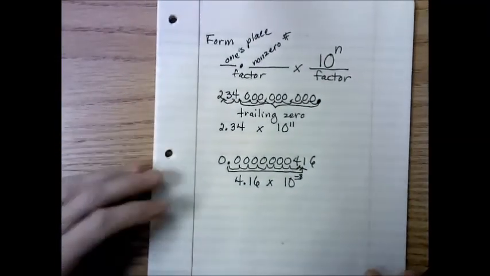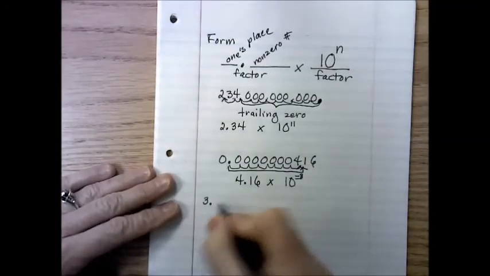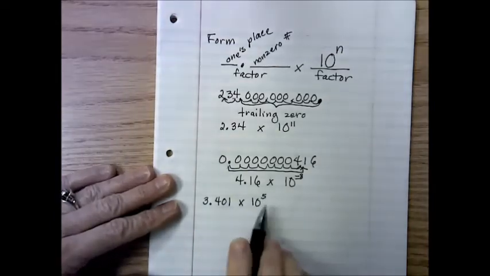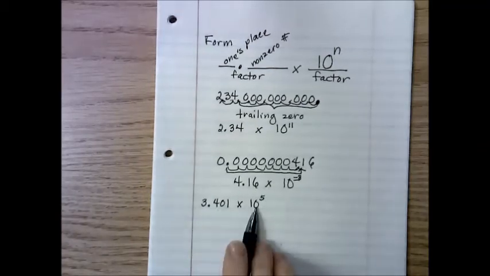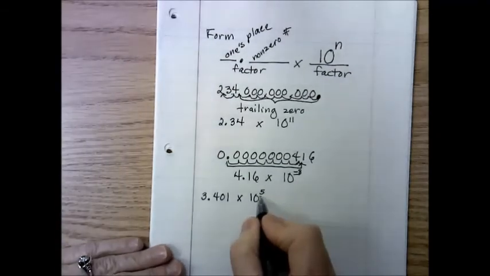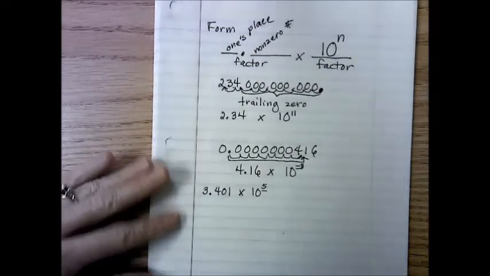Well, what if they give us scientific notation? For example, if we have 3.401 times 10 to the 5th power. 10 to the 5th power we know is 100,000. And so we're really taking this number and multiplying it by a larger number. But the exponent is the shortcut. It just tells us how many places we have to move the decimal point.